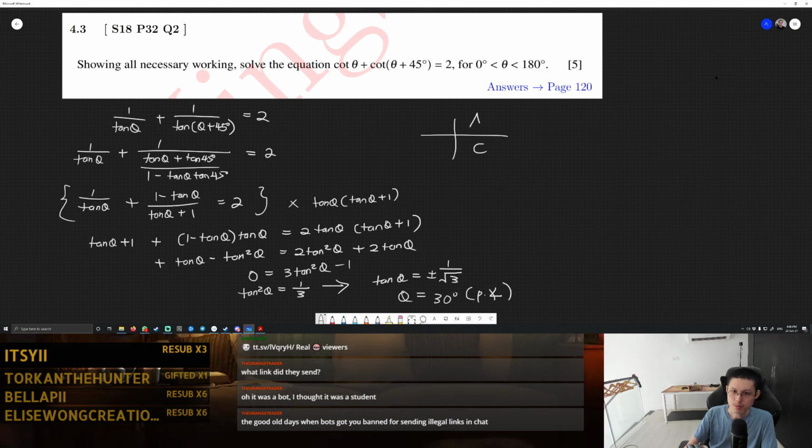And we're going to look at our CAST diagram. Now, because it is both positive and negative, we have to take all 4 quadrants. But then we also have to look at our domain. If you look at our domain, it is from 0 to 180, which means we only take the first 2 quadrants. So therefore, the angle is going to be 30, and then 180 minus 30 is 150. And that's how you solve this question.